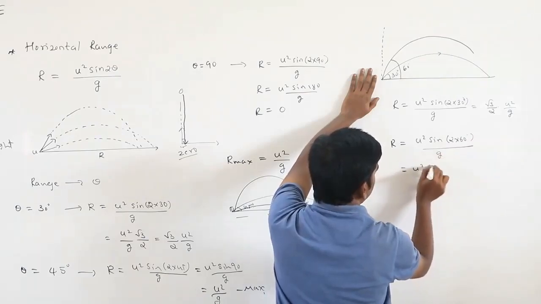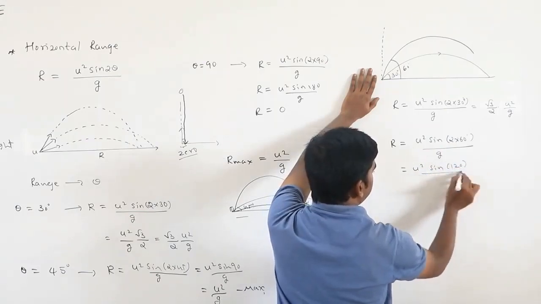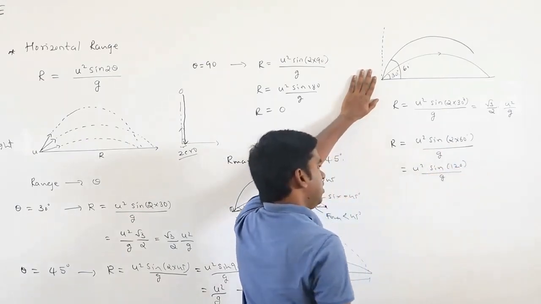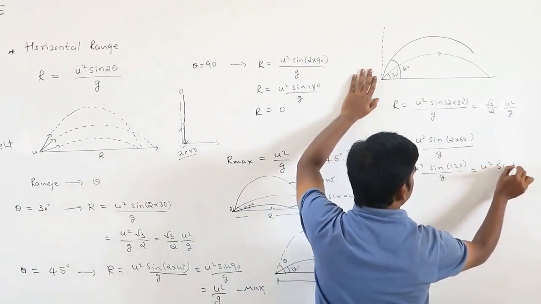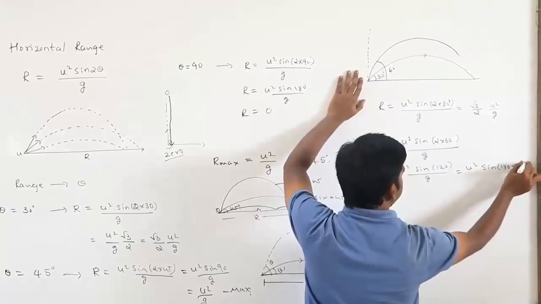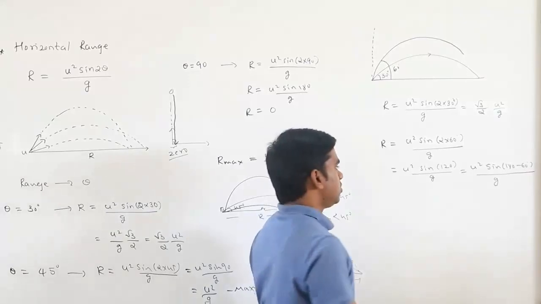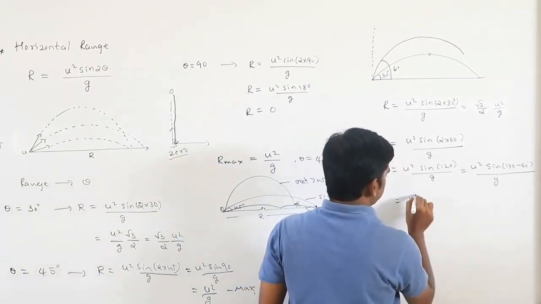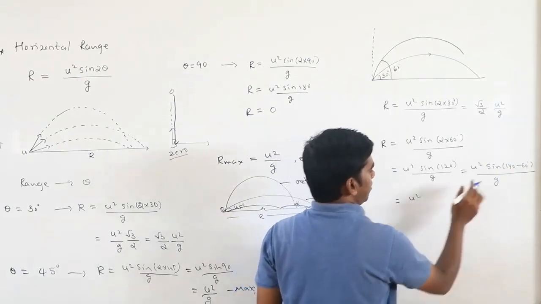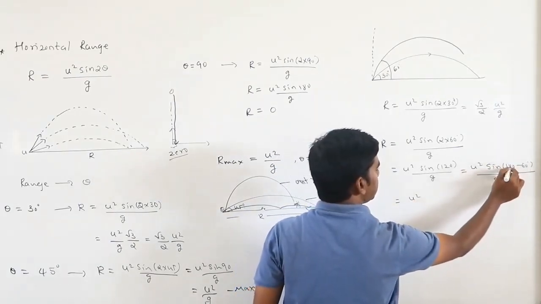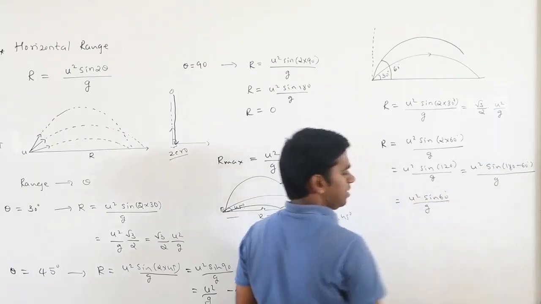u square sine 60 into 2 means 120 degree divided by g. So 120, how can you write it? Can you write it as u square sine 180 minus 60 divided by g? 180 minus 60 is again 120. So sine of 180 minus 60, can you write as sine 60 only? Sine 60 divided by g.